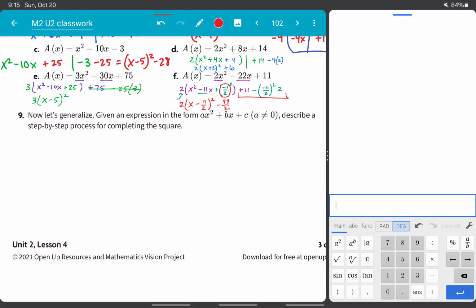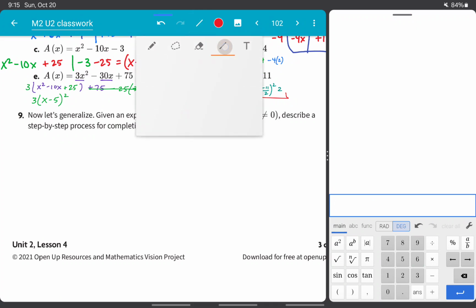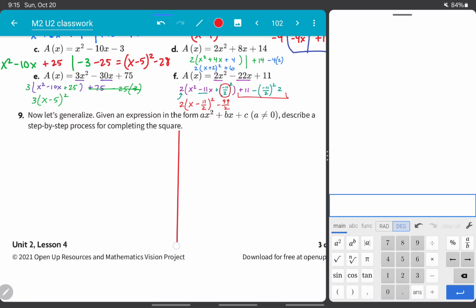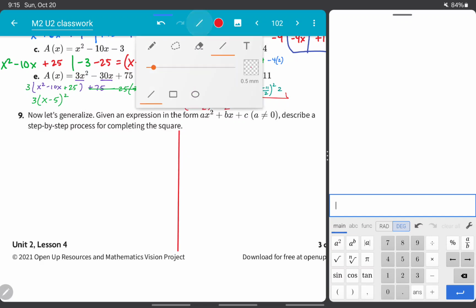All right, now let's generalize. Given an expression in the form ax squared plus bx plus c where a is not equal to 0, describe a step-by-step process for completing the square. All right, first we're going to split this into two different strategies.